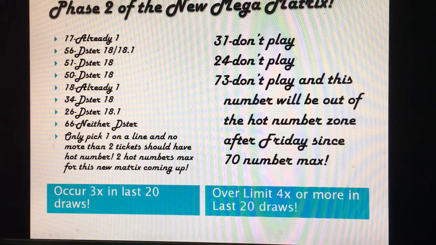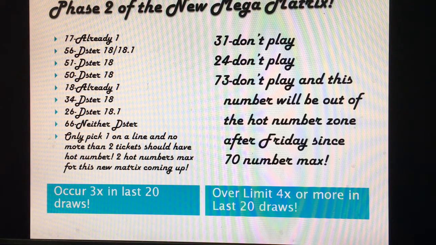Let's look at phase 2 of the new Mega Matrix. These are the over the limit numbers occurring 4 or more times in the last 20 drawings: 31, 24, and 73. Those are the 3 numbers you don't play because they're over the limit. You don't touch those numbers. And 73 won't matter because after tomorrow's draw, 73 won't be on the hot and cold number list, because the matrix only goes up to 70.